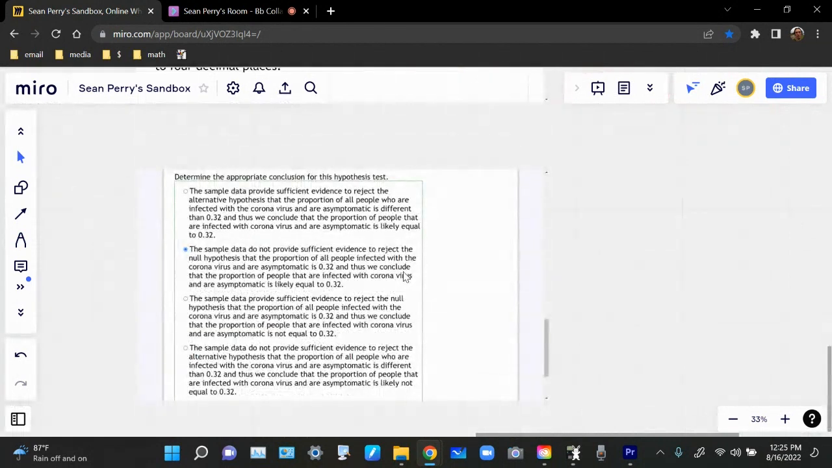And so that does not provide sufficient evidence to reject the null hypothesis. We in fact found a fairly normal result if the null hypothesis is in fact true. So what we say is that the data doesn't tell us that we could reject it. That's how we say that it is likely true. Notice that as the last statement in the line here, it says, and thus we conclude that the proportion of people that are infected with coronavirus and are asymptomatic is likely equal to 0.32, because that was the null hypothesis, and we failed to contradict that.